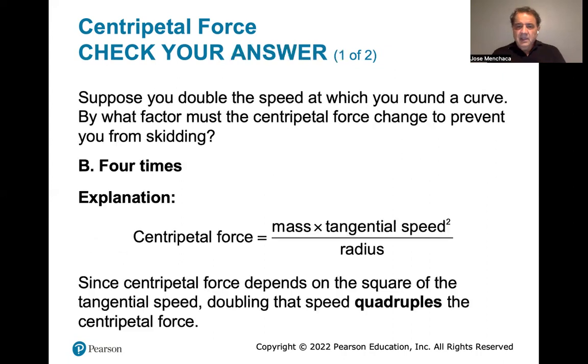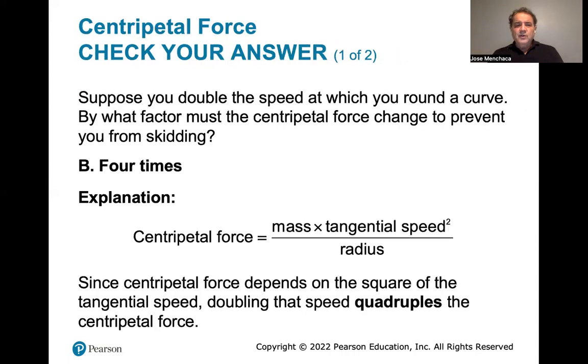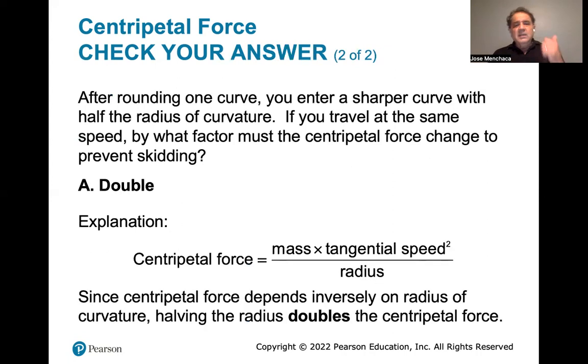Well, up here, the radius is in the denominator, and there's no squared term. So it doubles. If you travel at the same speed, by what factor must the centripetal force change to prevent skidding? It doubles. Since centripetal force depends inversely on the radius of curvature, halving the radius doubles the centripetal force.